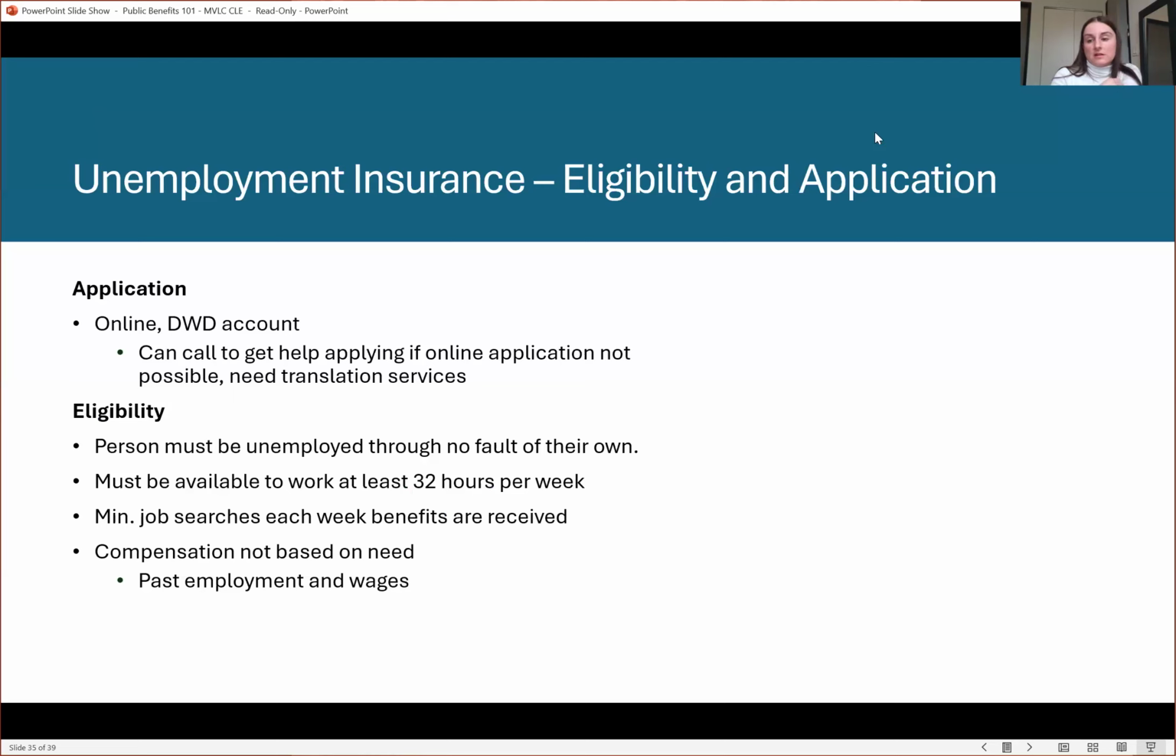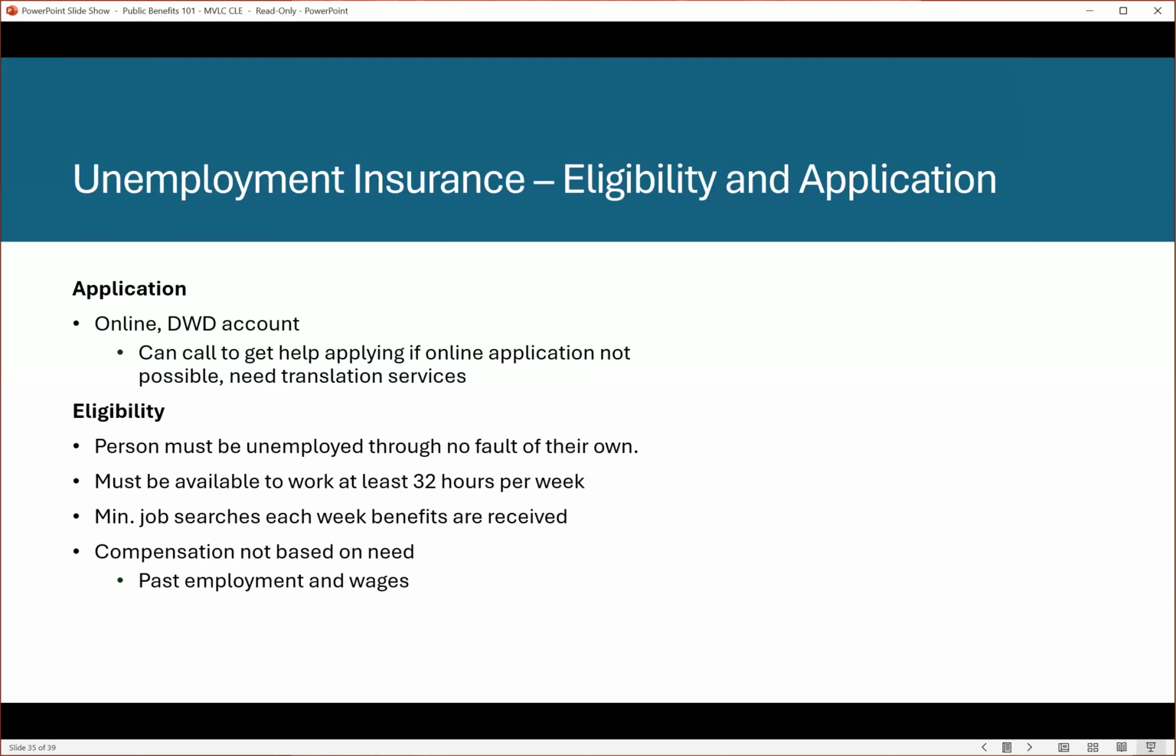At the eligibility and application stage for UI, you can apply online on your DWD account. You can also call and get help applying if the online application is just not possible, you don't have the resources or the literacy, or if you need translation services, they're obligated to provide those as well. Eligibility, generally, you need to be unemployed through no fault of your own. So, you can't be terminated for misconduct, and it can't be based on your own substantial fault that you were terminated. You also have to be available to work at least 32 hours a week. You have to show that you're doing job searches. And just to note that this isn't based on need, it's based on past employment and wages, your benefit rate.